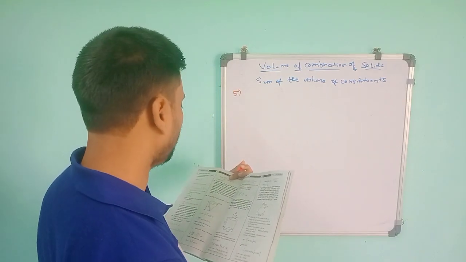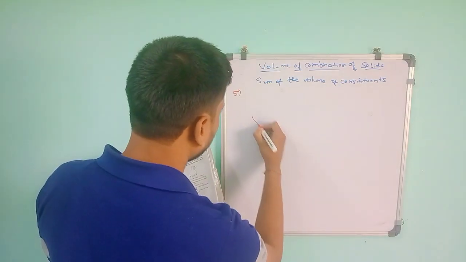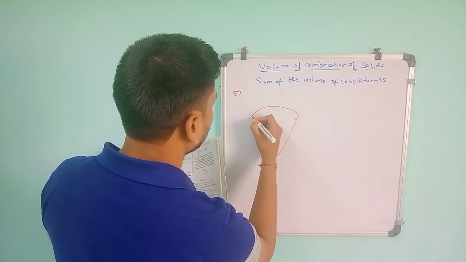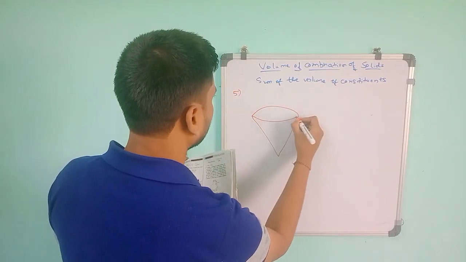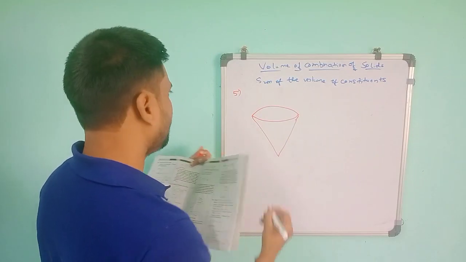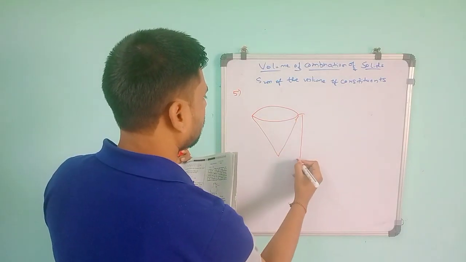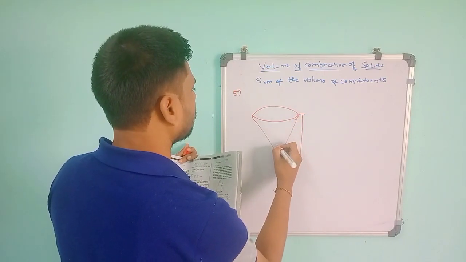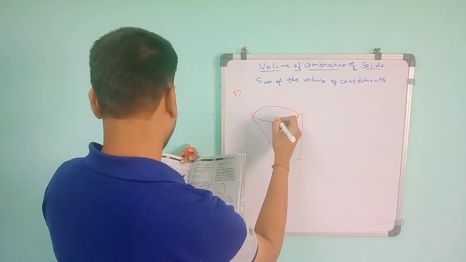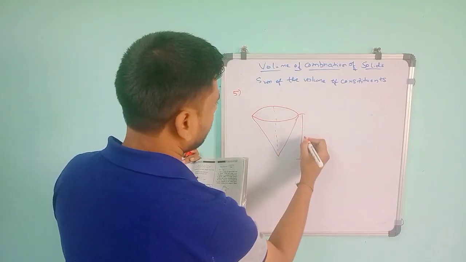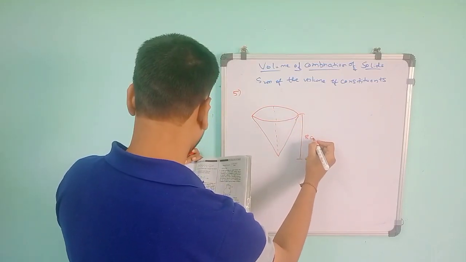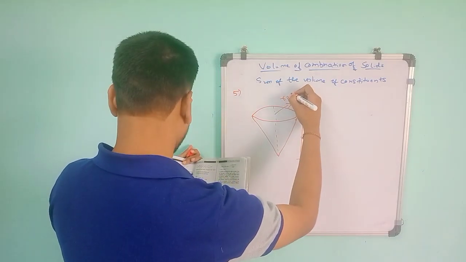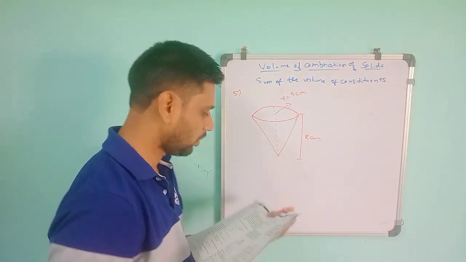So a vessel is in the form of an inverted cone. Inverted cone means like this it will come. This is an inverted cone. Then its height is 8 cm, and radius is 5 cm. Then it is filled with water up to the brim.